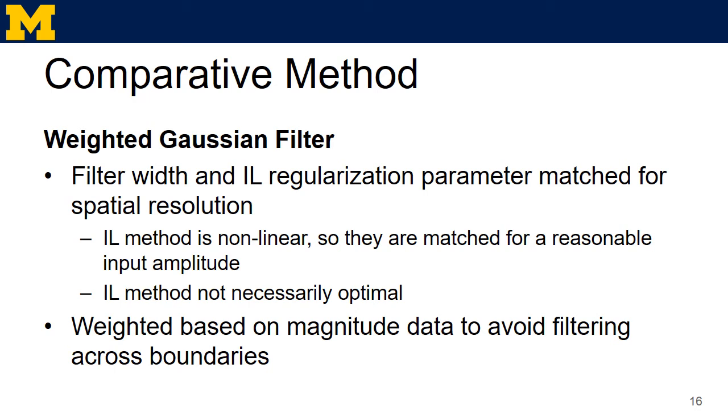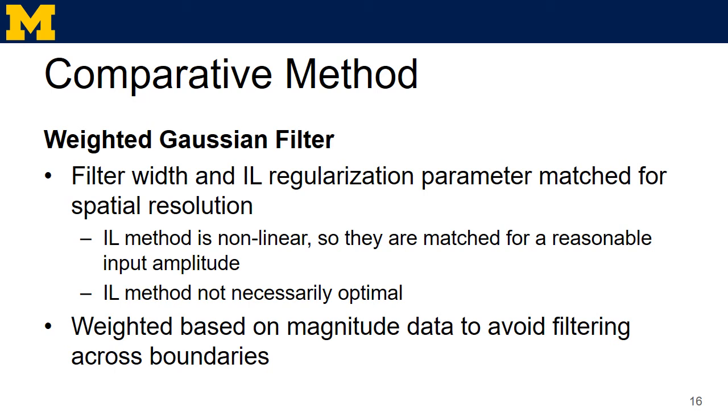We have selected a weighted Gaussian filter as our comparative method. For the sake of a fair comparison, we've selected a filter width and a regularization parameter in our inverse Laplacian method, such that they match in spatial resolution. Now, it's important to note that our inverse Laplacian method is nonlinear, so while we've chosen a reasonable input value to match the spatial resolution properties, there are definitely input values for which they do not match, and that's where we're going to see benefits in our proposed method.